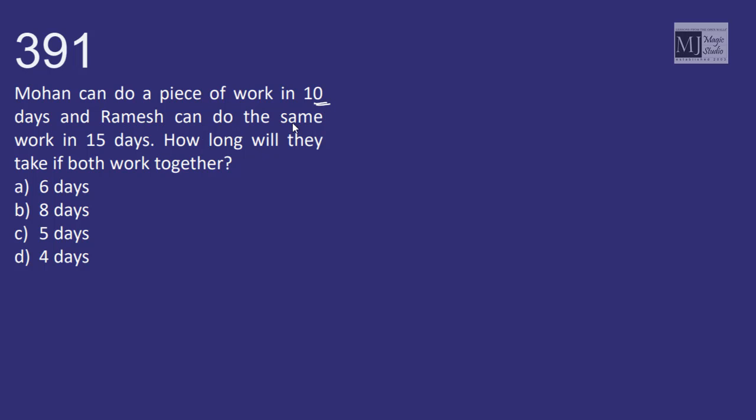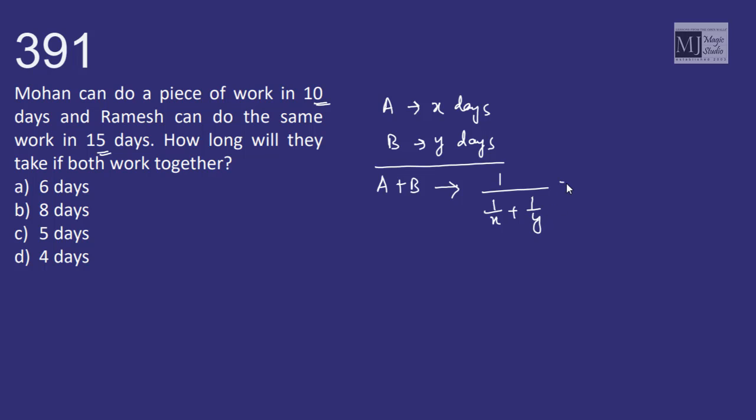Mohan can do a piece of work in 10 days and Ramesh can do the same piece of work in 15 days. How long will they take if both are working together? If two people work and time is given, A completes the work in X days, and B completes the same work in Y days, and if they choose to work together, then they would be completing the work in 1 upon 1 by X plus 1 by Y days. On solving we get xy upon x plus y, and the formula looks like product by sum. Product of the time taken by the two people divided by the sum.